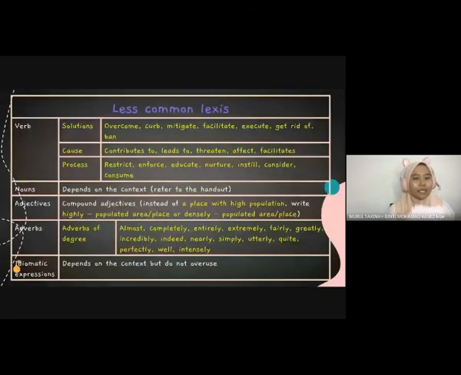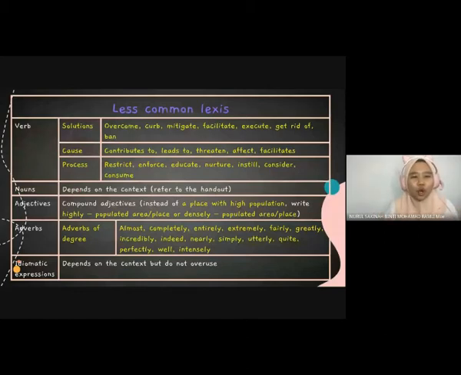And then some notes on less common lexis. Do some revision on what other words you can use precisely in your essay to replace the words that you usually use. Like we always use "solutions", right?